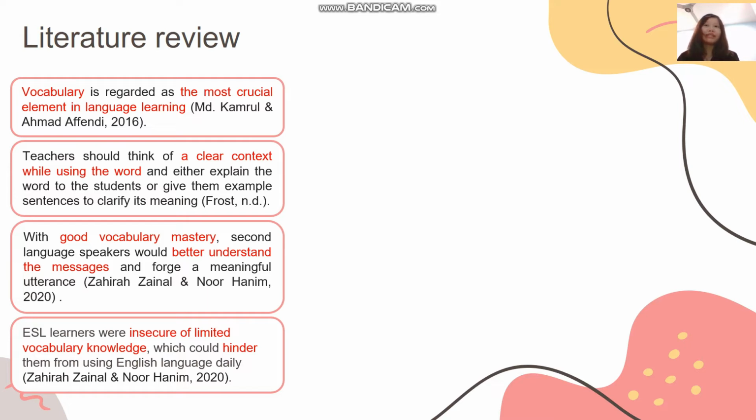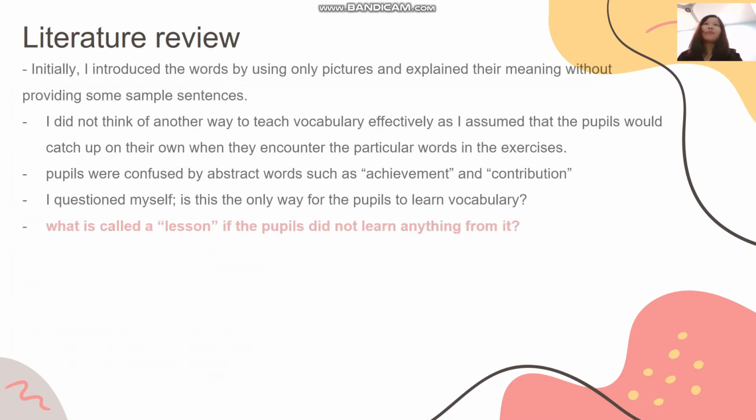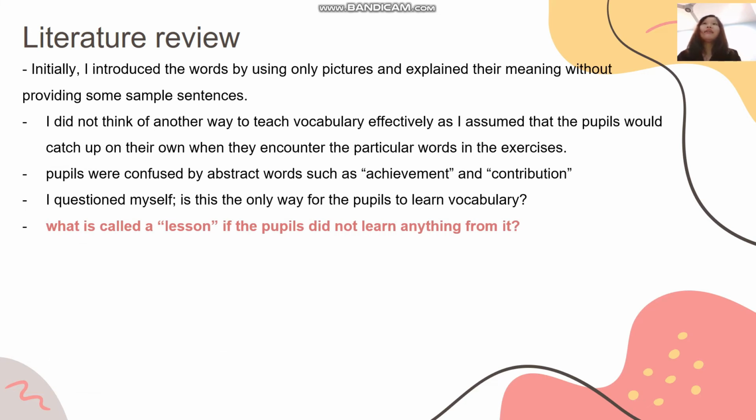using the English language daily. So from my experience, I initially introduced the words by using only pictures and also explained their meaning without providing some sample sentences. And I also did not think of another effective way to teach vocabulary, because I assumed that pupils would catch up on their own when they encountered the particular words in another context. So what I discovered is that they're confused by abstract words such as achievement and contribution.